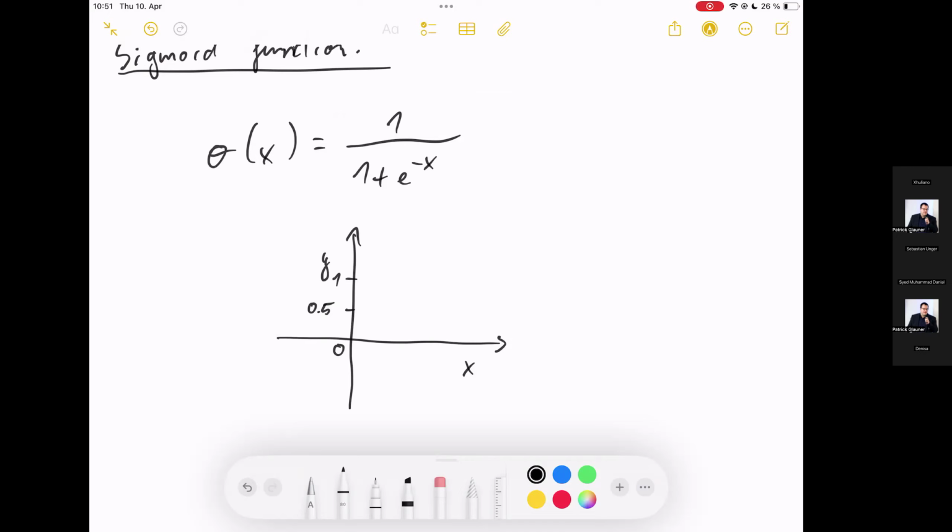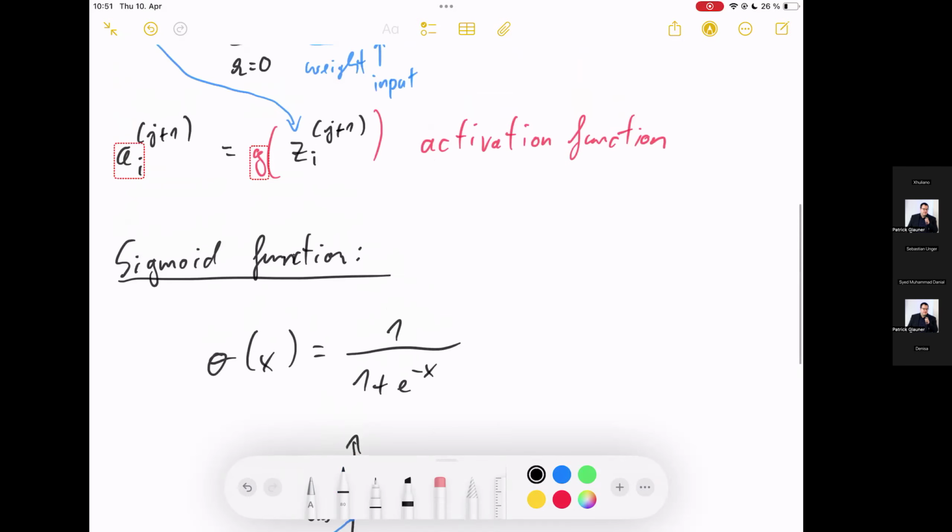And if you put in a very, very large negative value for x, then this converges to 0. And when you put in 0 for x, then in fact, this is just 0.5. So the sigmoid function converges to 0 for very large negative values and converges to 1 for very large positive values. If you want to see a better plotting of this, look in the slides where this is plotted maybe in a nicer looking way.